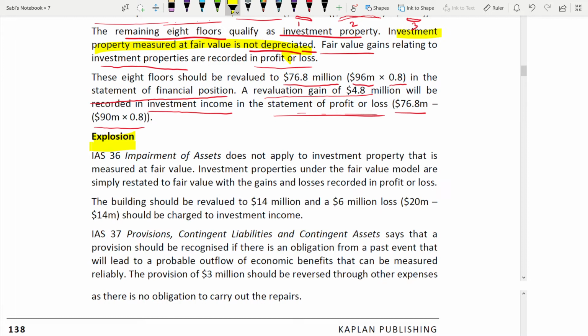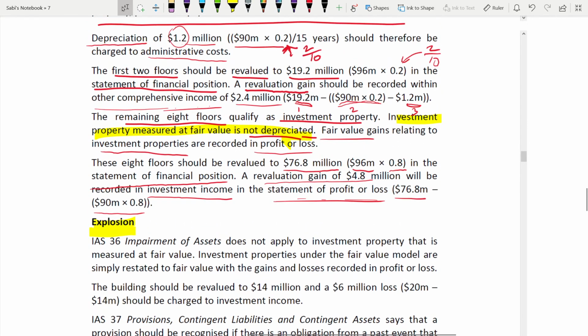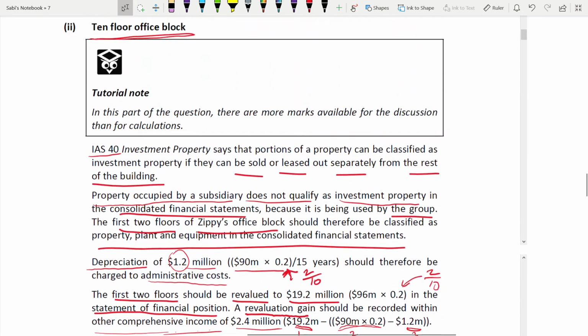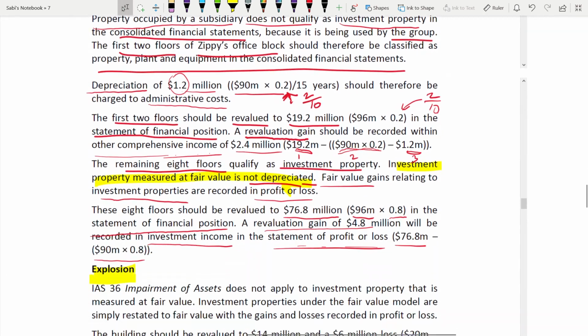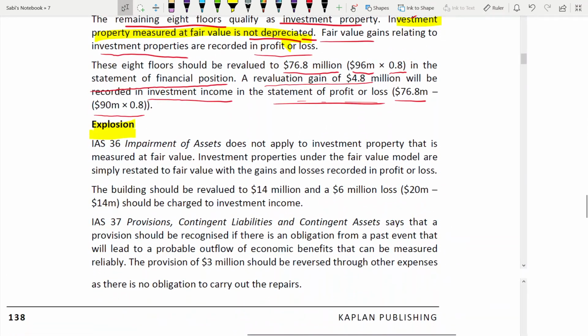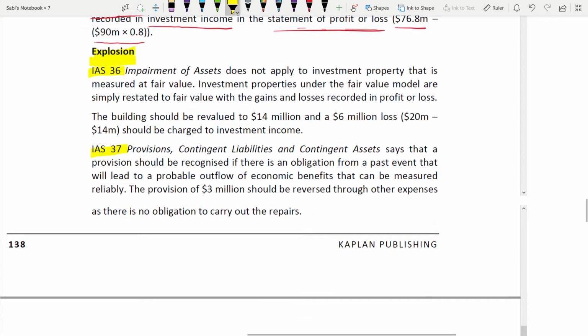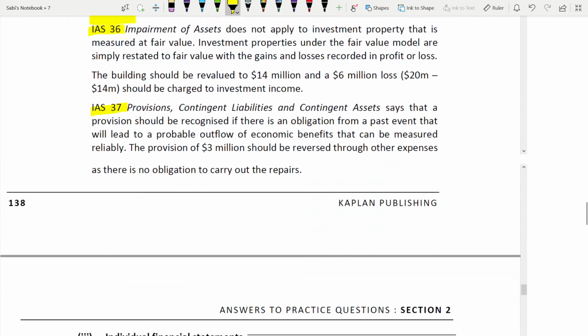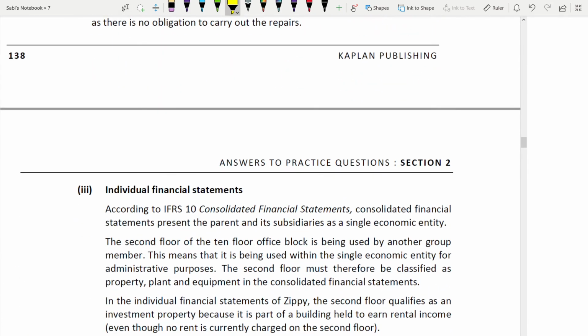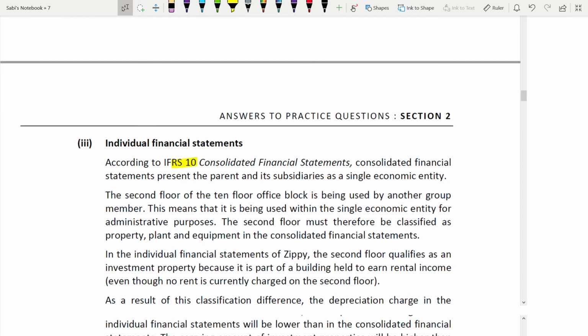I've told you this is a very good question because of so many standards. You see IAS 16, IAS 40, IAS 36. Then what are the other standards? Three standards we have already used here in this question. Even IAS 37, so I can see four standards are there in one question. And also in the next part we have IFRS 10 relating to individual financial statements.